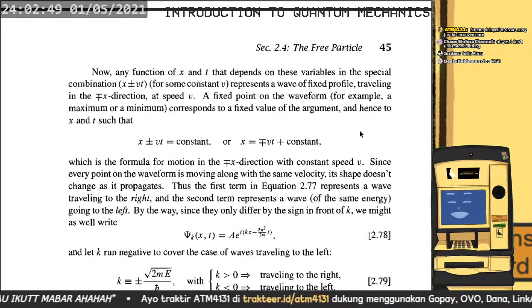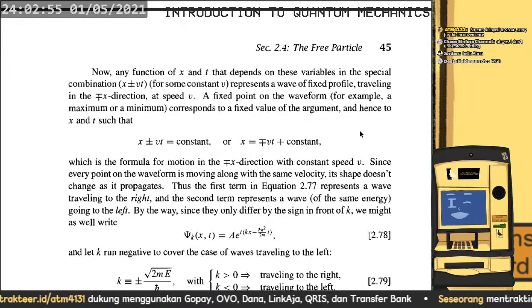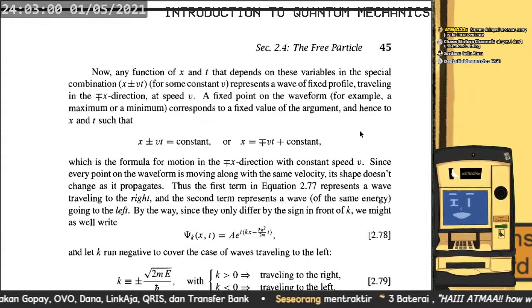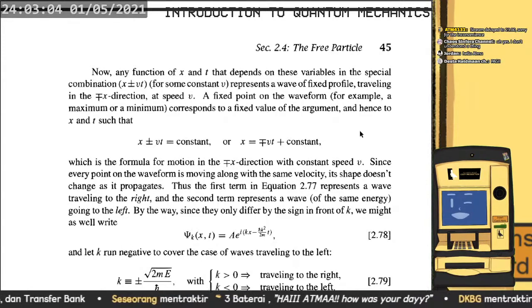So it's okay. Now, any function of x and t that depends on these variables in the spatial combination x plus or minus vt, for some constant v, represents a wave of fixed profile traveling in the minus or plus x direction.